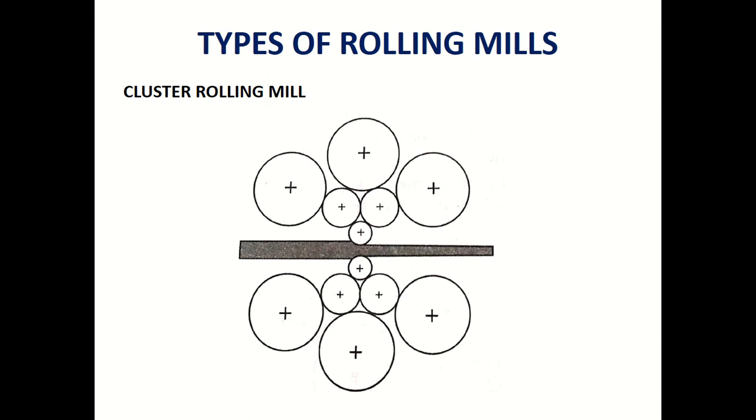For such materials, rollers of small diameter and considerable length must be used. The additional rollers used here provide adequate support to the working rollers. It is mainly used for cold working operations. So that's called a cluster mill. Actually, this cluster rolling mill is used for rolling very thin sheets or foils. That's about the cluster rolling mill.